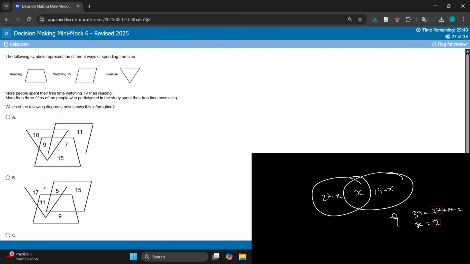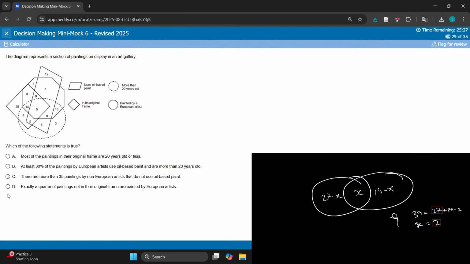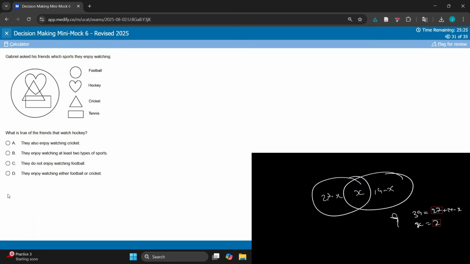Skip, skip, skip again. Okay, how many apartments have a concierge? So garage parking, so square and hexagon, and at least one other. So square, hexagon overlap is these four values here, and at least one other. So apart from the one, it's going to be the others. So 19, 2, 21. Skip, skip.